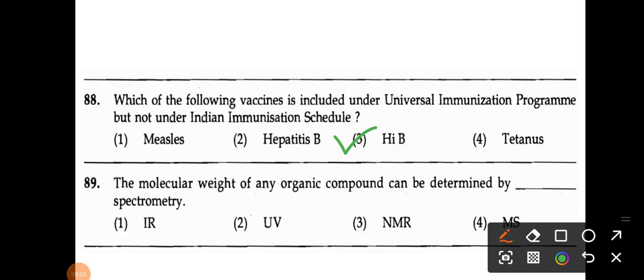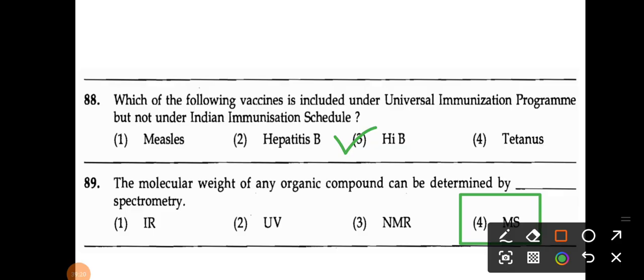The molecular weight of any organic compound can be determined by IR, UV, NMR, mass. So that is also a very simple question. So what is the correct answer here? That is your MS, right? So mass spectrometry. So molecular weight is determined by your mass spectrometry. So here also they have given simply MS, LCMS, UV, NMR, IR.